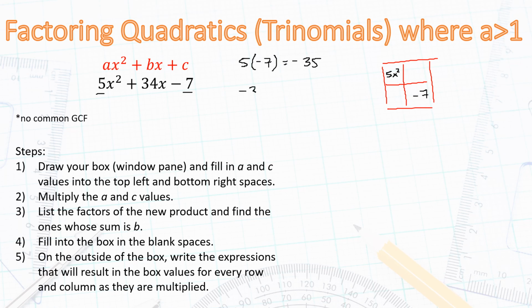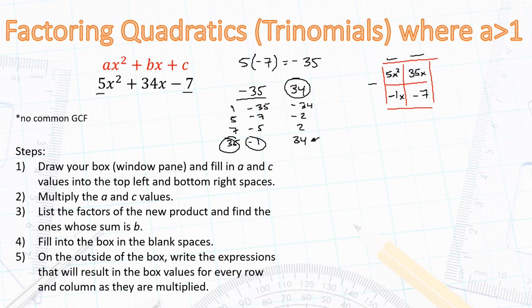And then we need factors of negative 35 that add up to be 34. That's a positive 34 and a negative 35. So again, one factor positive, one negative. So we would have 1 times negative 35, no. 5 times negative 7, 7 times negative 5, and 35 times negative 1. Add those together: minus 34, minus 2, 2, and 34. We want a positive 34, so I need 35 and minus 1. So I'll put 35x in the top right and minus 1x in the bottom left.